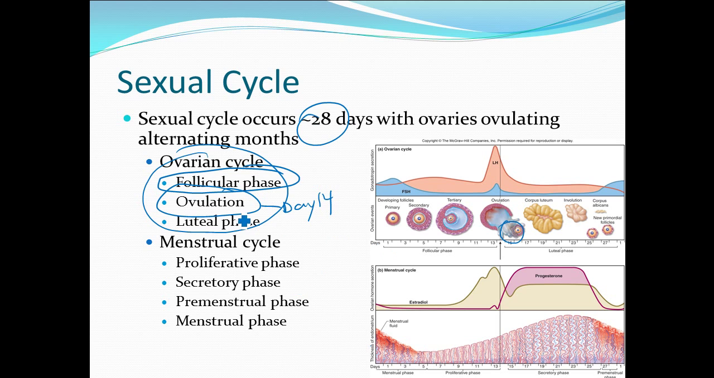And then you have something called the luteal phase. The luteal phase is like the name implies. This is where the corpus luteum, whatever was remaining of the pre-ovulatory follicles, would become the corpus luteum, producing, once again, progesterone as its main hormone.